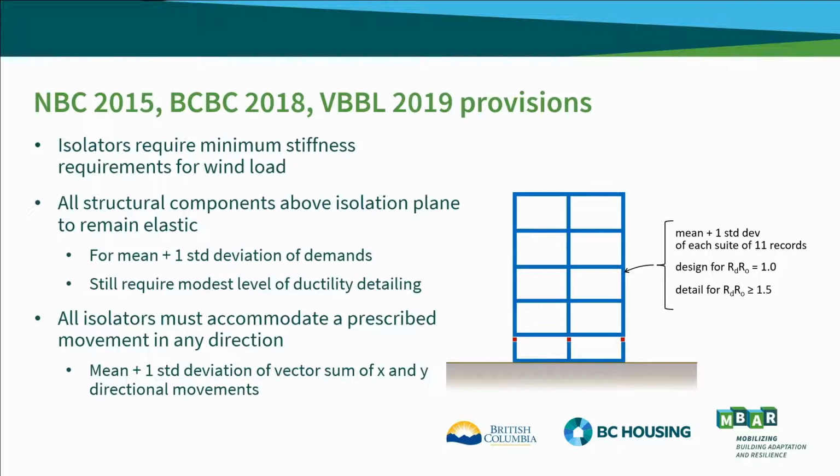So what are some other general provisions? They need a minimum stiffness for wind load. Of course, you don't want the building moving under design wind load. All the components above the isolation plane are to remain elastic or undamaged, and again, for a mean plus a standard deviation of all these analyses that are done, and a modest level of detailing for ductility. The isolators, of course, similarly must accommodate the prescribed movement from all the nonlinear analyses done. And again, to be on the conservative side, a mean plus a standard deviation of the movements of the isolators. So there is tremendous reserve capacity of the isolators for the predicted ground movements.